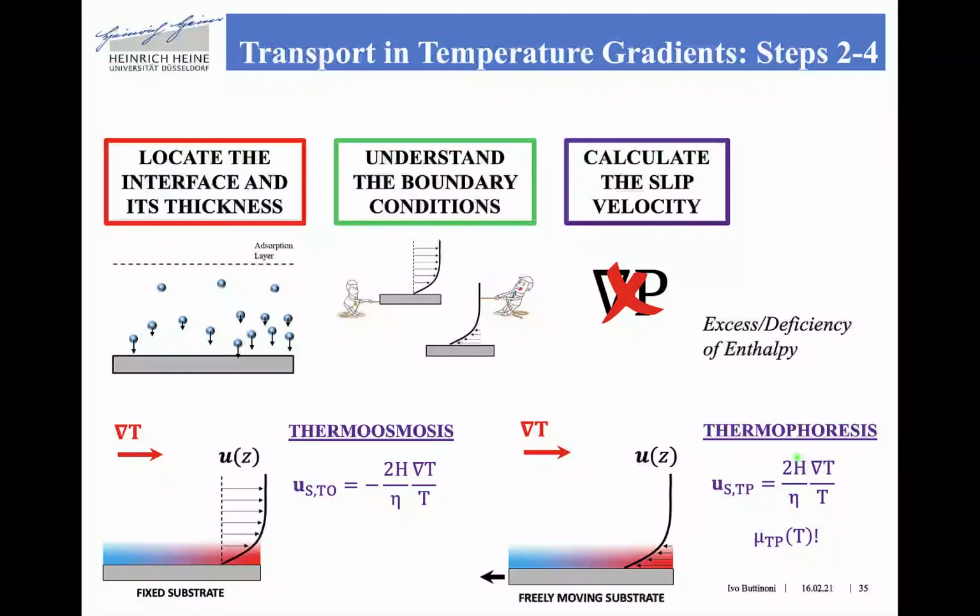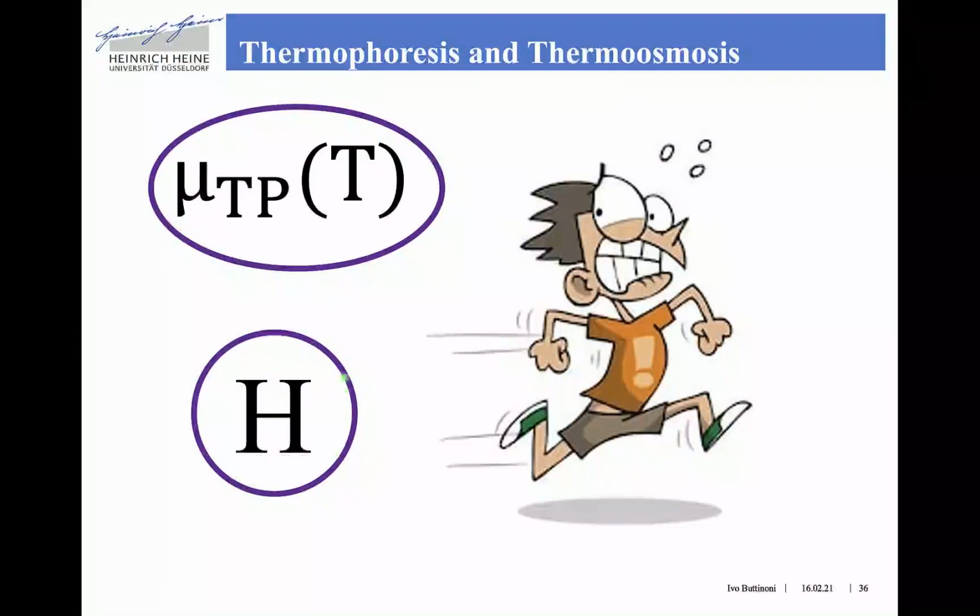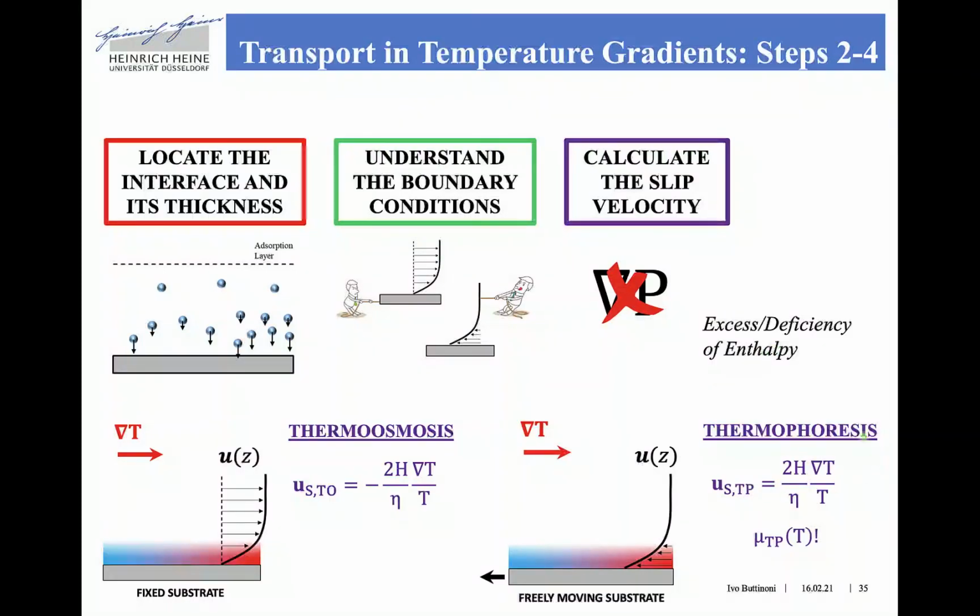However, I went rather quickly through this form of interfacial transport, since actually this framework is very complicated. And it is very complicated because of two reasons. On one hand, it is very difficult to measure H experimentally. So it is very difficult to measure what is the excess or deficiency of enthalpy. And on the other hand, because the thermophoretic mobility, as you can see in this formula here, is now a function of the temperature.